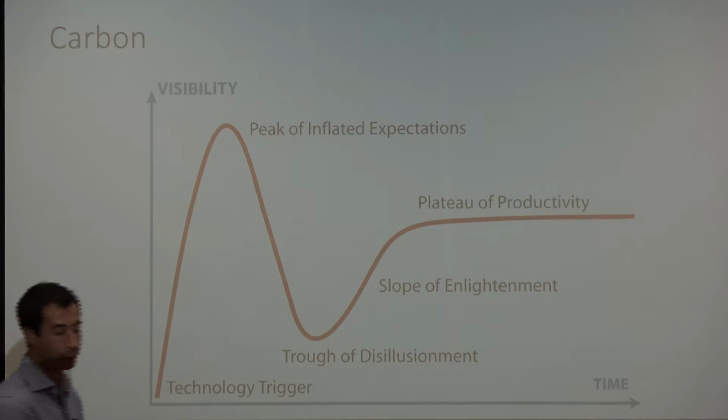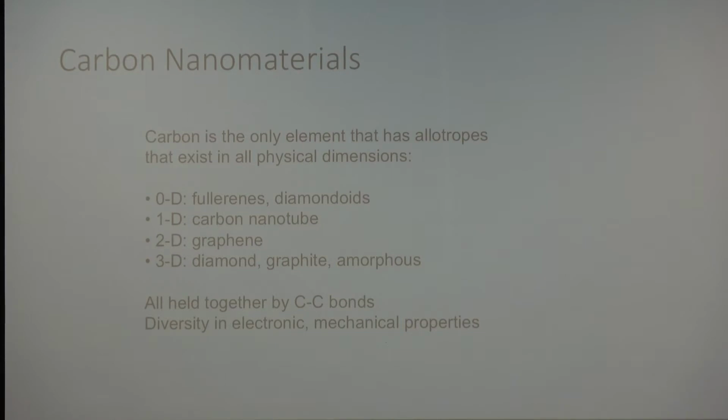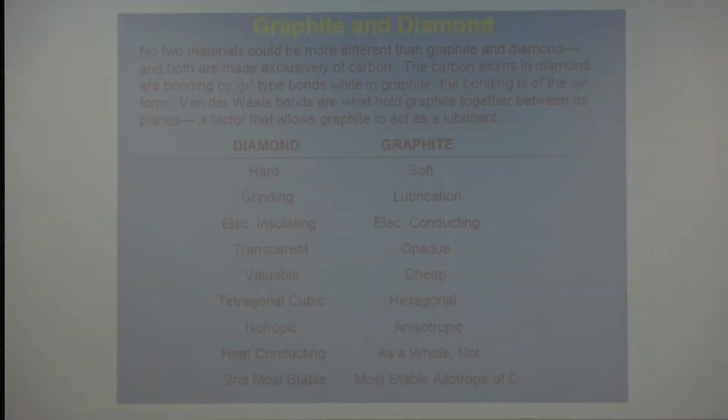And so be aware too, when people come and pitch things to you, of where they are on this hype curve, okay? So carbon, it is pretty amazing that this is the only element that exists in all of these different systems: from 3D, diamond, graphite, amorphous; 2D systems is graphene. You roll that up, and then you have a 1D system of carbon nanotubes, and then even smaller than that, things like fullerenes, buckyballs. And pretty much the difference is all in our sp2, sp3 hybridization of these different orbitals, which is what affects all these dramatic properties.